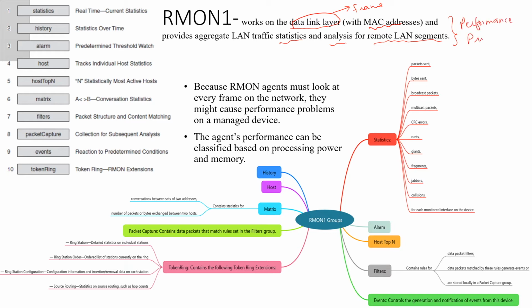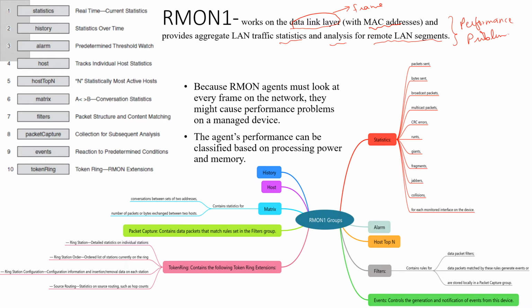Why does this performance problem occur? Because of processing overhead. Many times you are looking at every frame whether it is of use or not, and this will definitely cause a performance problem. The agent's performance can be classified based on processing power and memory.